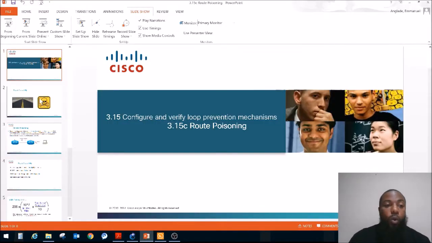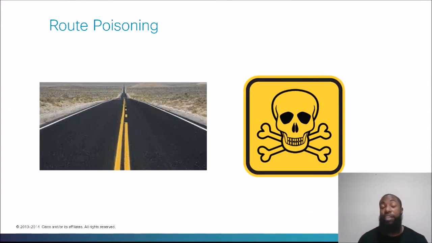Okay, so what is route poisoning? Route poisoning is obviously a loop prevention mechanism, right? What is a routing loop? A routing loop is when a packet goes into the network and you configured it in some way that is not very optimal, and it causes the packet to loop in the network, and it never gets to its intended destination. Well, we have different ways to stop this from happening. Route poisoning is one of those ways.